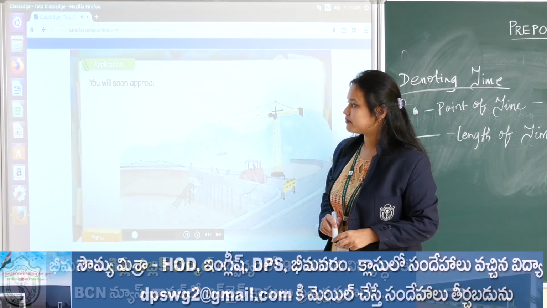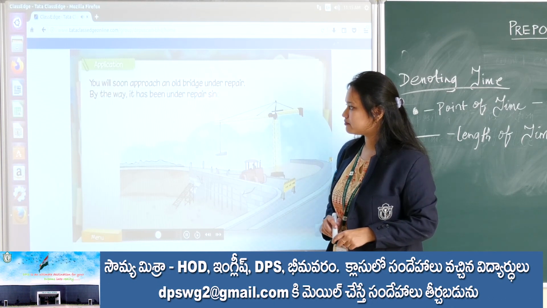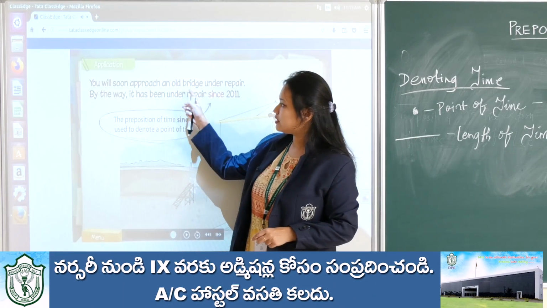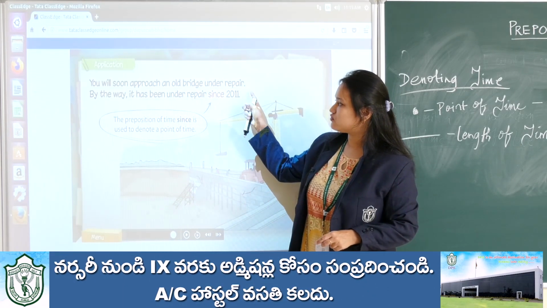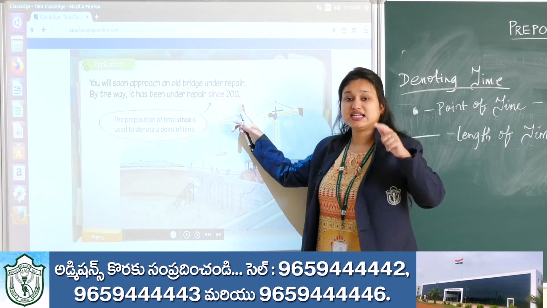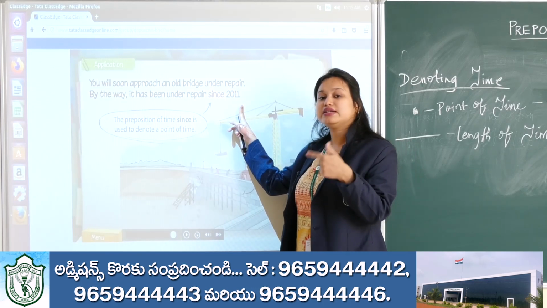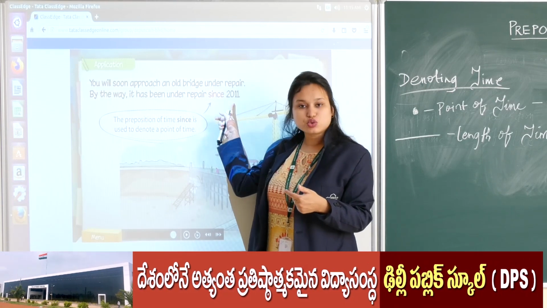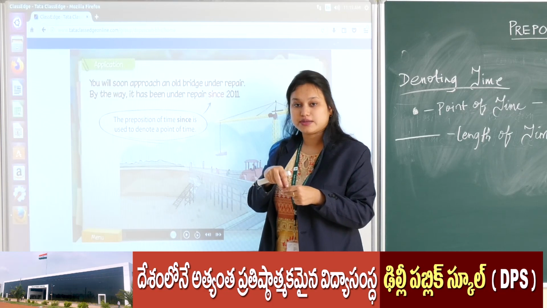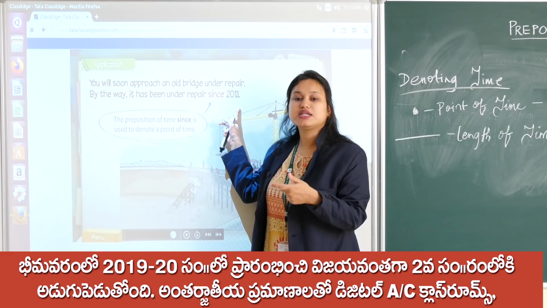You will soon approach an old bridge under repair. By the way, it has been under repair since 2011. You will soon approach an old bridge which is under repair, and by the way it has been under repair since 2011. So the bridge is under repair, under maintenance. Okay, the maintenance has been taking place since 2011. Since 2011, I told you, when we are talking about a point of time, 2011 is a point of time. Okay, since 2011 the bridge has been under repair.